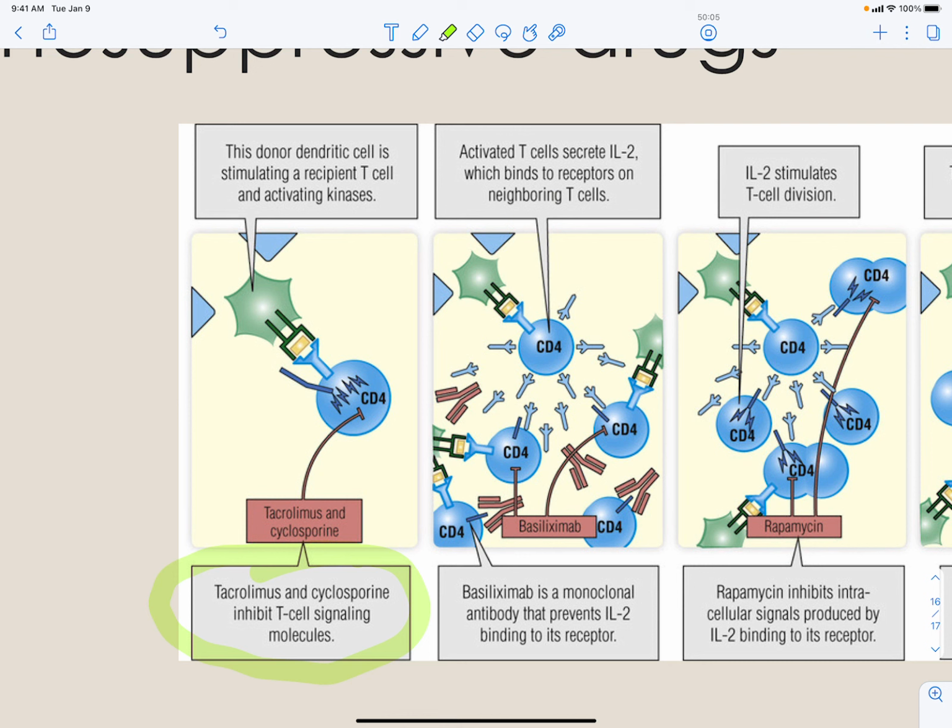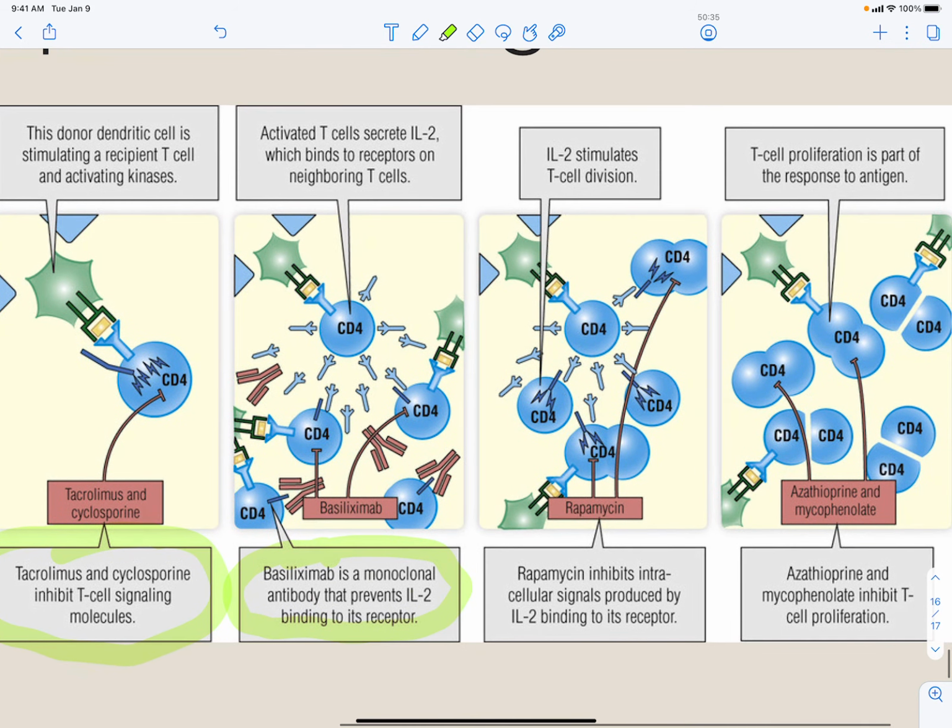We have some monoclonal antibodies that bind to the IL-2 receptor as an antagonist, and prevent IL-2 from binding. Here again, you have your activated T cells going through the activation process and releasing IL-2, but your monoclonal antibodies are able to prevent IL-2 signaling, so that T cell, even though it's activated, won't divide into large numbers. You also have rapamycin, which again targets the IL-2 signaling pathway and prevents the positive signals to replicate.